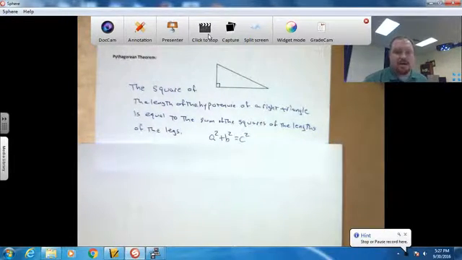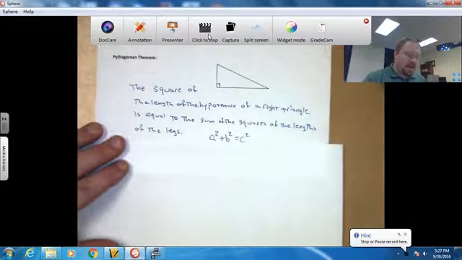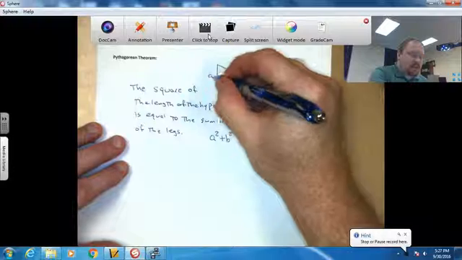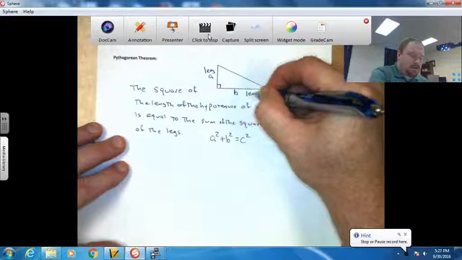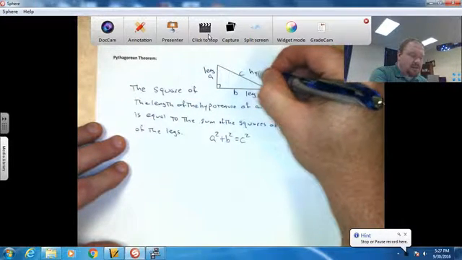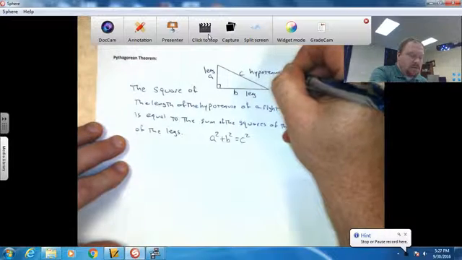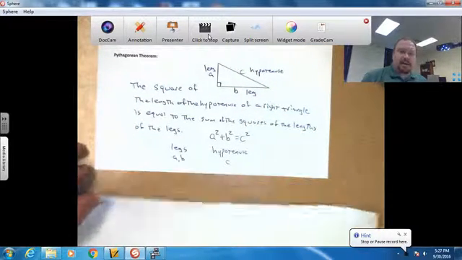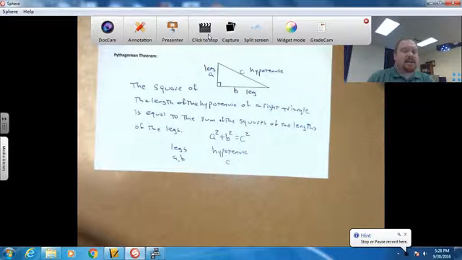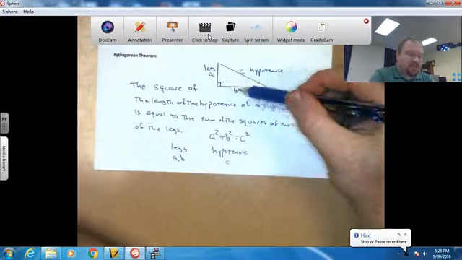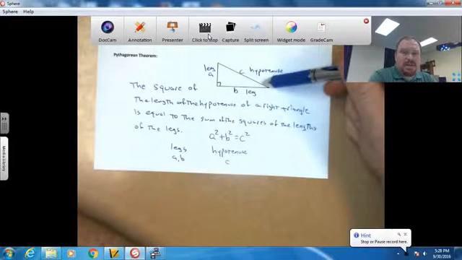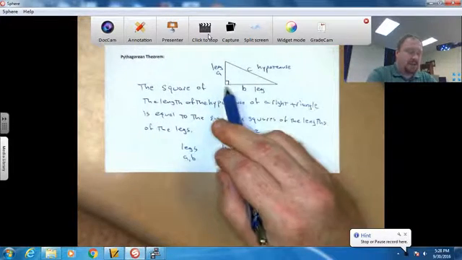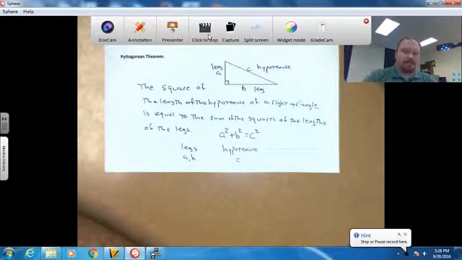So what a lot of teachers just boil that down to is a squared plus b squared equals c squared. However, we're going to be much more formal with it, and we're going to say that the legs are a and b, and c is the hypotenuse. Now, let's be forthright. It does not matter which of these two is A and which of them is B. However, this must be C every time, the side opposite the right angle. So, where does this come from, you might ask?